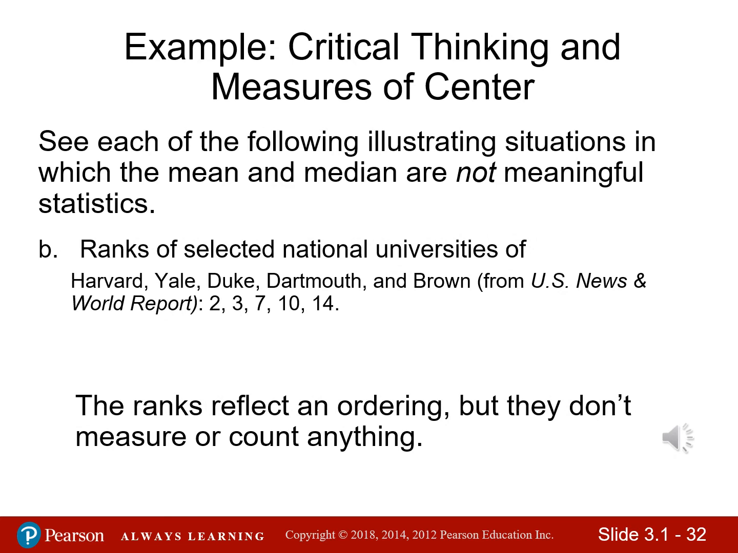Let's also consider the ranks of selected national universities, where Harvard is ranked 2nd, Yale is ranked 3rd, Duke is ranked 7th, Dartmouth is ranked 10th, and Brown is ranked 14th. Those ranks, 2nd, 3rd, 7th, 10th, and 14th, are just in order and don't have any measurement or count. So we wouldn't want to calculate the mean or the median for this data set either.